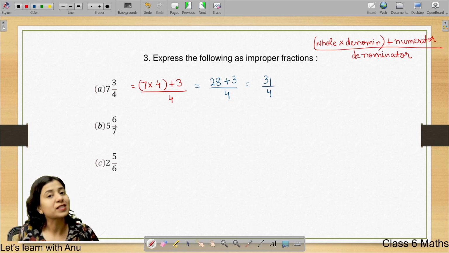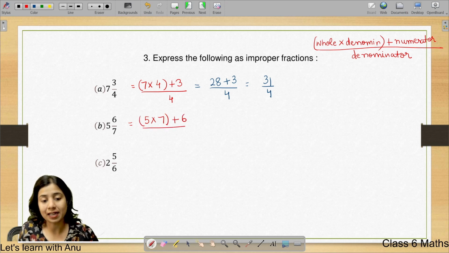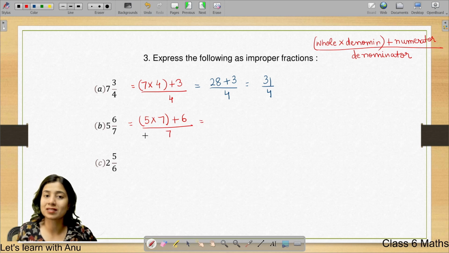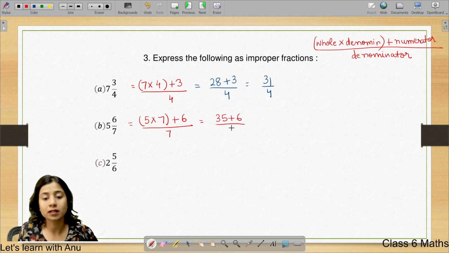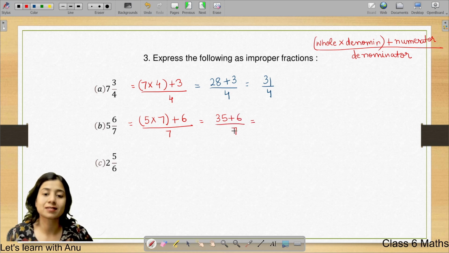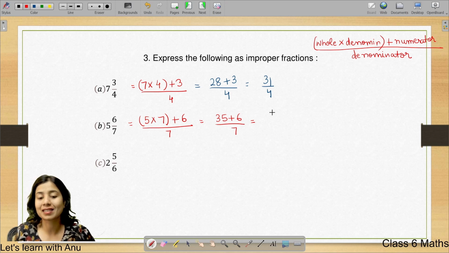So 5 6 by 7. So let's multiply the whole number 5 with the denominator 7. Add the numerator 6 and the denominator 7 remains the same. 5 multiplied by 7 is 35. Then we add 6. Then 7 as it is. 35 plus 6 gives us 41 by 7.